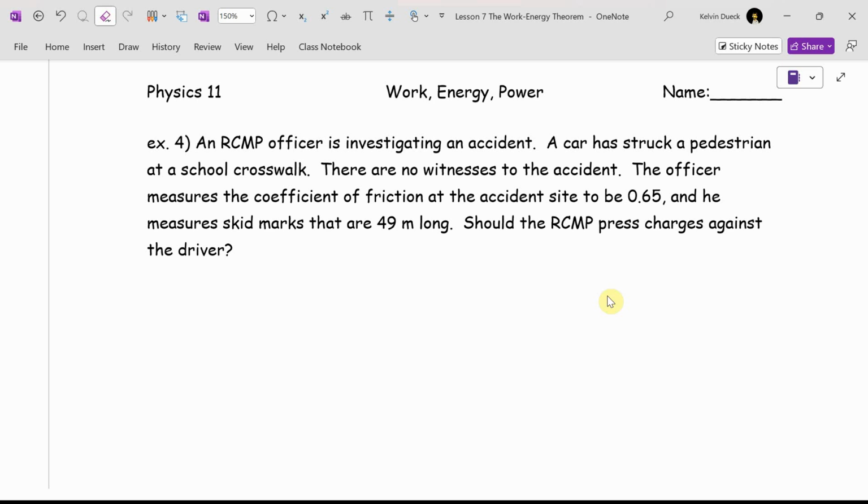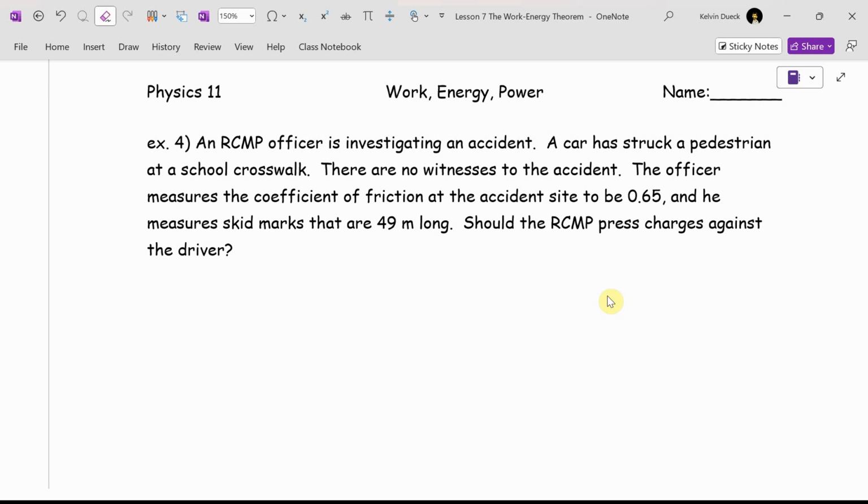Here it is. So Lyndon, I like this question. An RCMP officer is investigating an accident. A car has struck a pedestrian at a school crosswalk. There are no witnesses, no cell phone recordings, nothing. The officer measures the coefficient of friction at the accident site to be 0.65. They have an instrument that can measure that. And he measures skid marks that are 49 meters long. Should the RCMP press charges against the driver? What do you think we need to find here in order to figure out whether the RCMP should press charges?